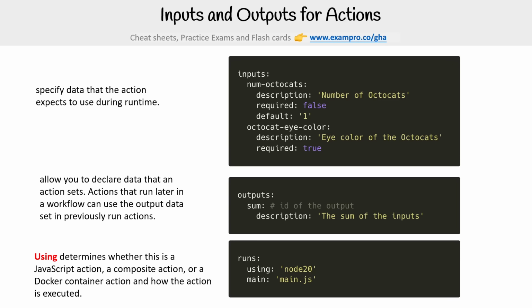It's a JavaScript file. If this was Docker, then it would be using Docker, and it would expect a Dockerfile. So hopefully that is clear. And obviously, if it's not any of those two, then it's going to be a composite.